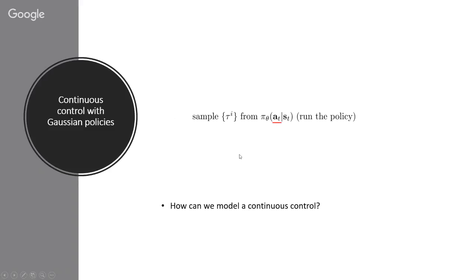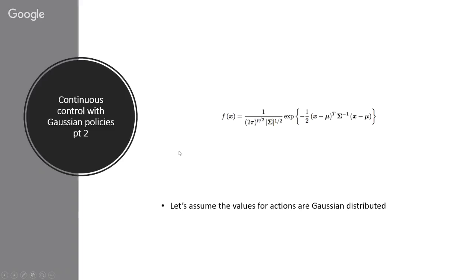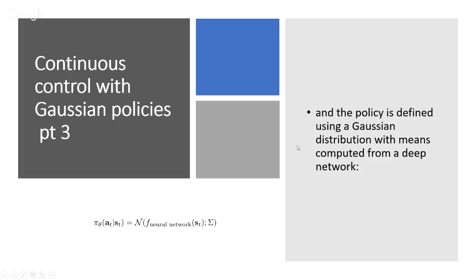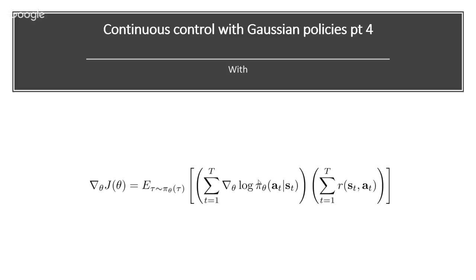So, continuous control and Gaussian policies. How can we model continuous control? Here we sample the trajectory from the policy, given the state and action, and basically rerun the policy. Let's assume that the values of the action are Gaussian distributed. From there, the policy is defined using a Gaussian distribution, which is computed from a deep network with the following.